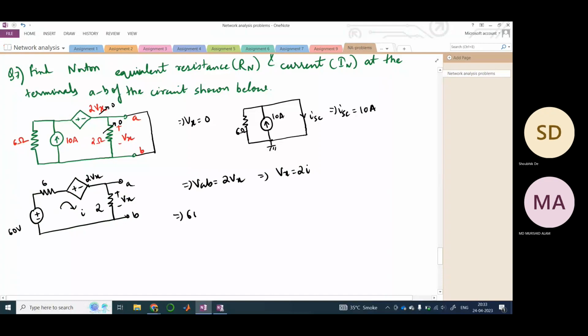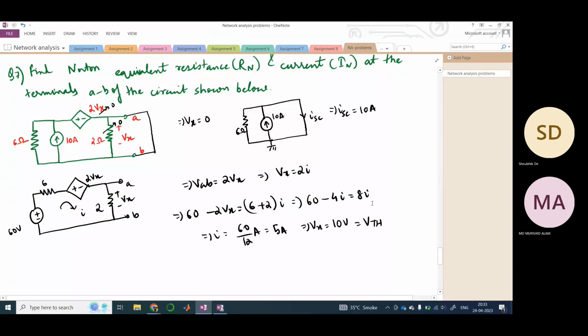So if I apply this, 60 minus 2 Vx is equal to 6 plus 2I, right? So again 2 Vx is 2I, so therefore this would be 4I, and this is 8I. Therefore I would be 60 by 12 ampere. So this would be 5 ampere. Therefore your Vx is 10 volts, which is equal to Vth.